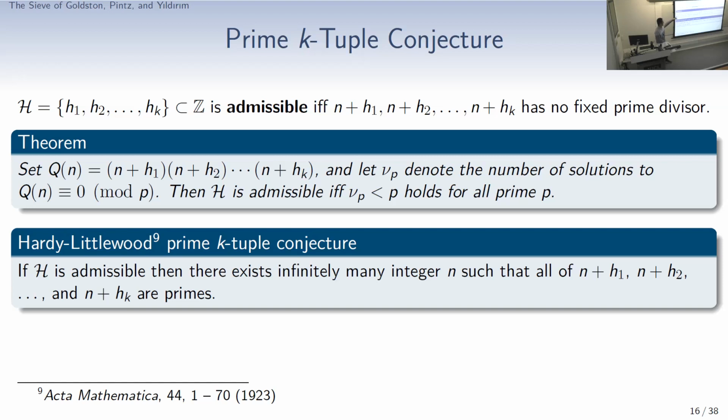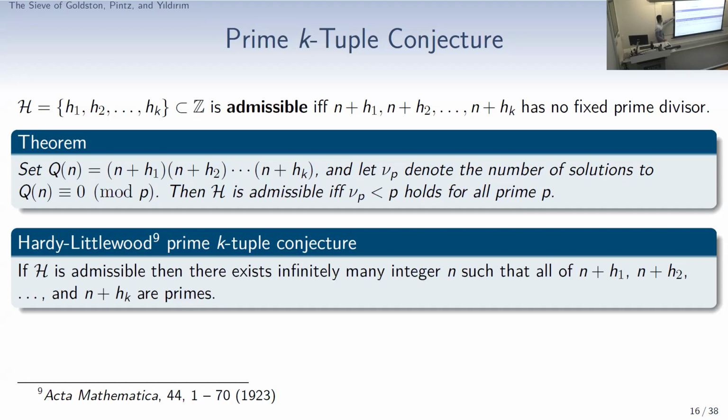And the admissibility condition that we impose here is to present a certain conjecture. That is, if H is admissible, then n plus h1, n plus h2, up to n plus hk are primes simultaneously for infinitely many n. So this is a conjecture, and this condition is a necessary condition for this conjecture. And this conjecture says that it is also a sufficient condition.